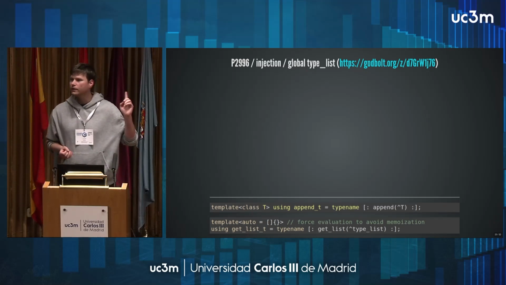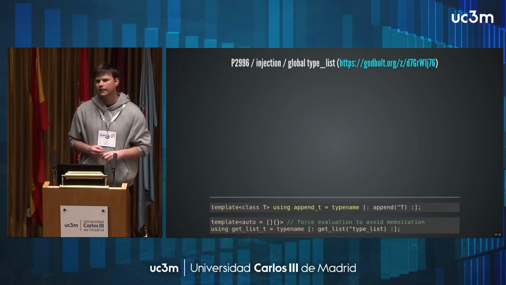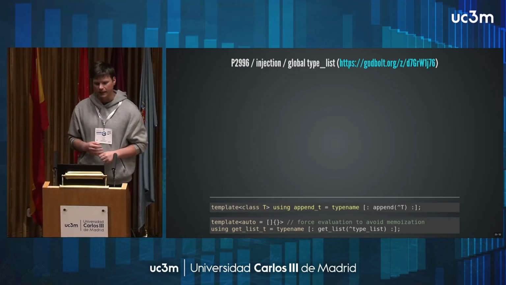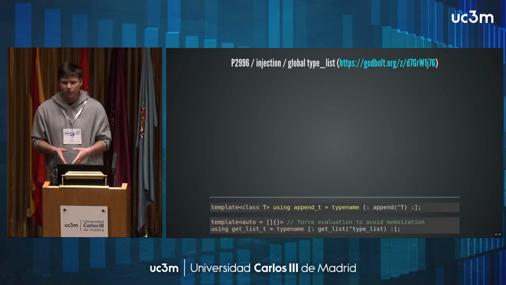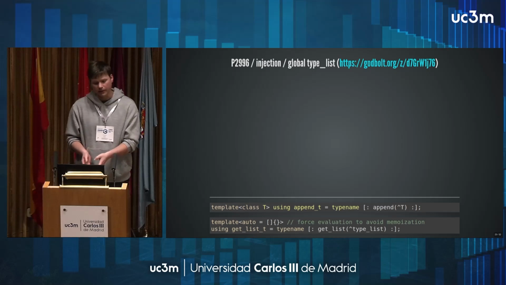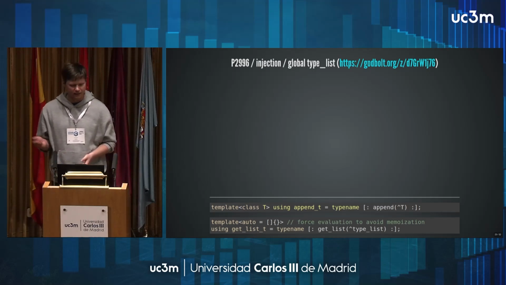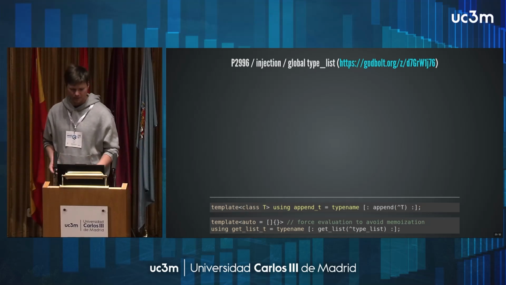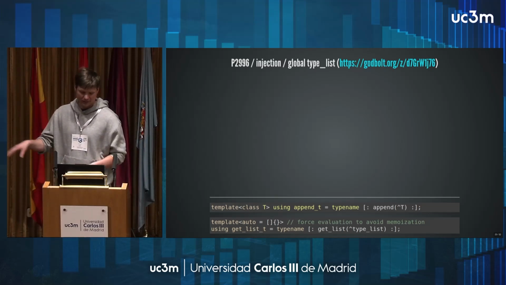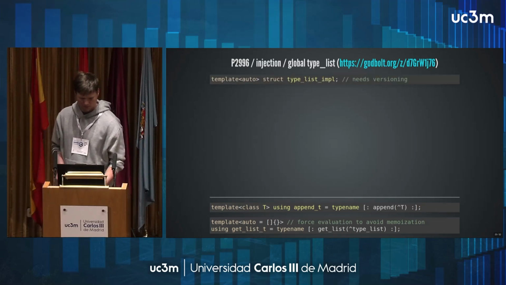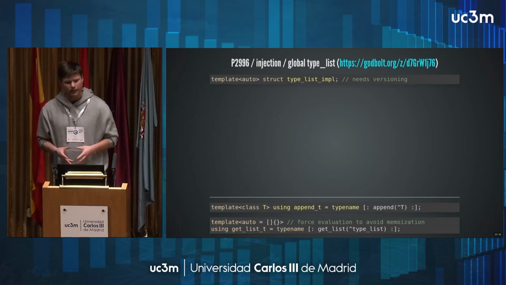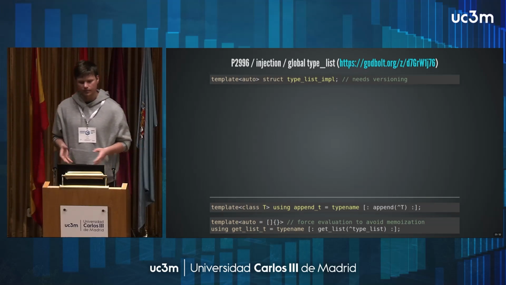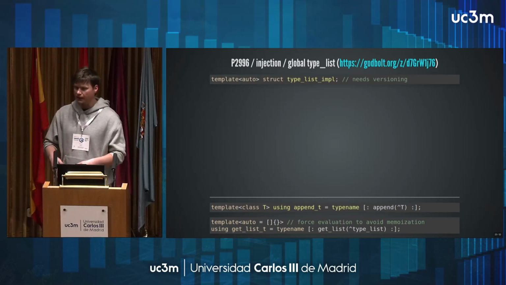Anyone has an idea what that actually is forcing? Well, that will force the evaluation no matter what, because otherwise it will be memoized. And when we do get list, depending on the compiler implementation, that will be always the same. So we have to force it. So how does it work? We have this type list kind of thing, which will be injected with members.